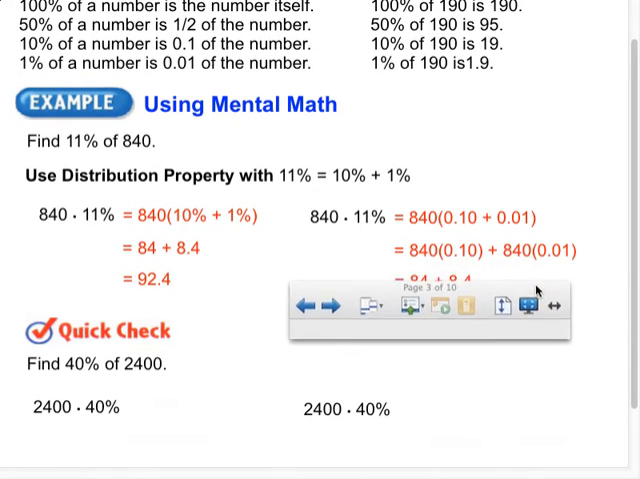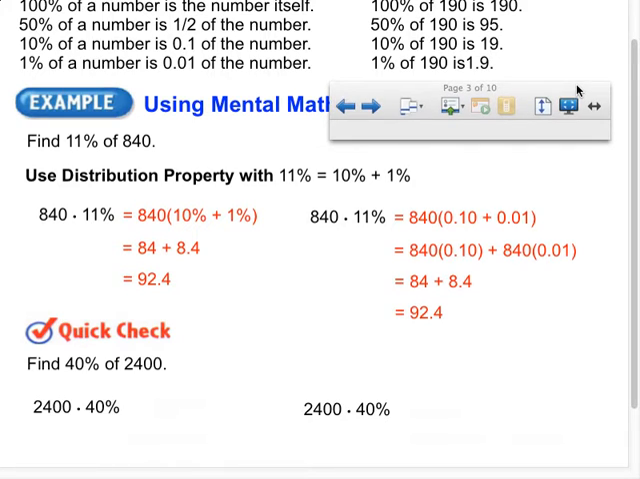I use it pretty regularly whenever I go out to dinner. They say a reasonable tip is 15%, right? So 10% is pretty easy to do, right? So if I had a $22 bill, what would 15% be? Well, 10% of $22 is what? $2.20, right? And then I need the 5%.